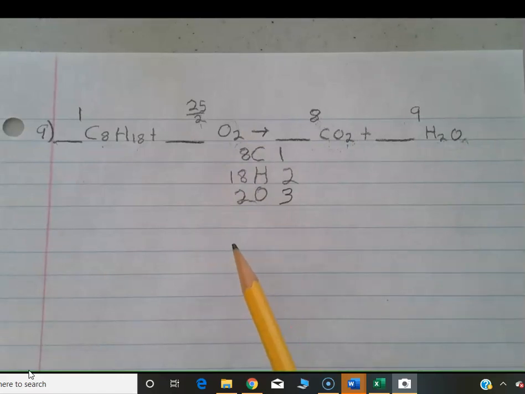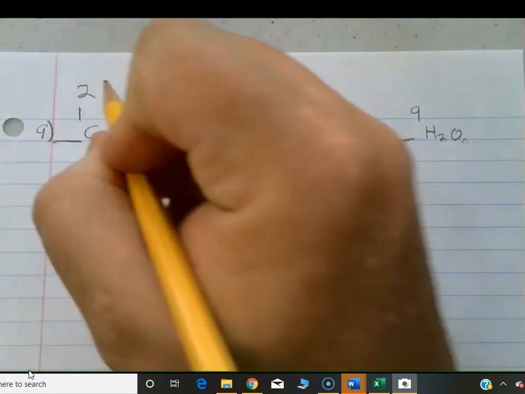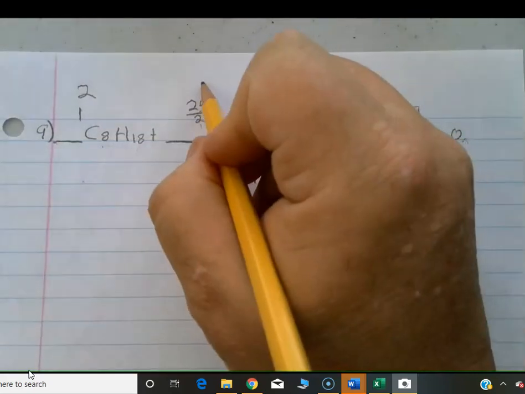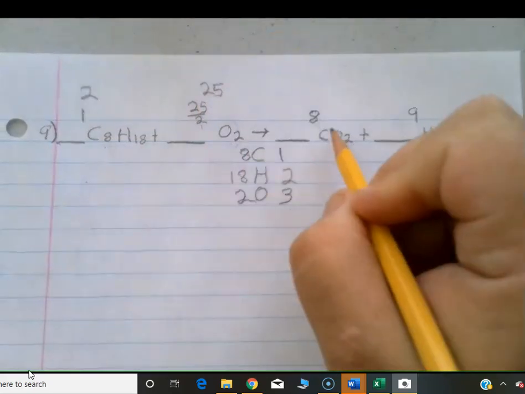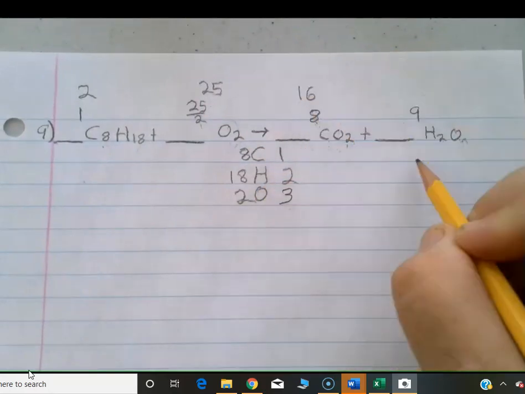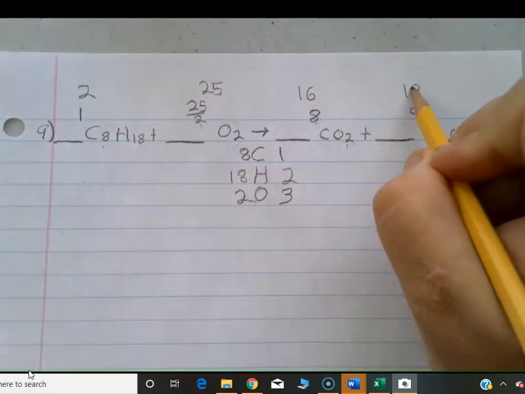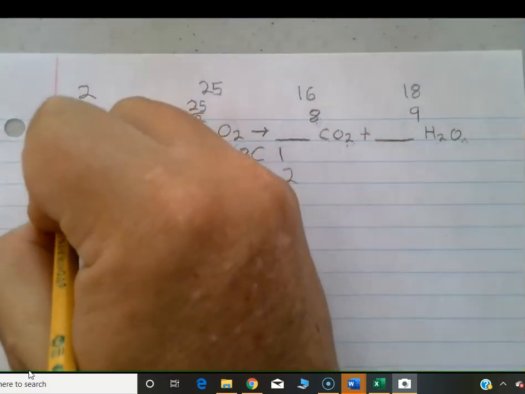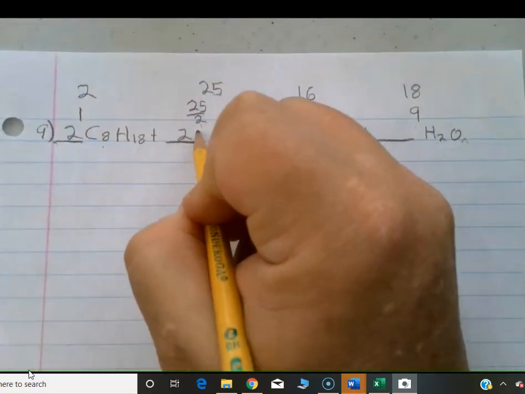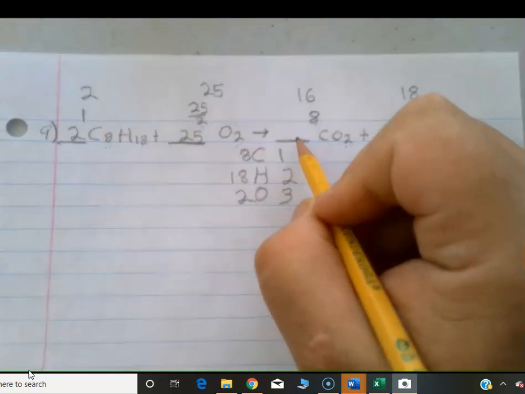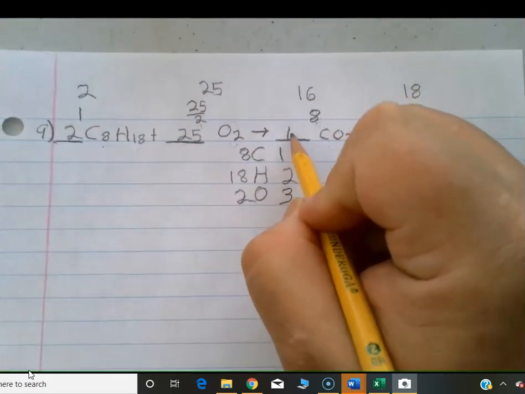Okay, so I get 2 times 1 is 2. 2 times 25 over 2 is 25. 2 times 8 is 16. And 2 times 9 is 18. And that is that. Now the box method, if you like it, you can go ahead and use it.